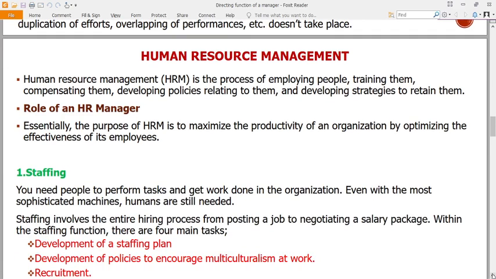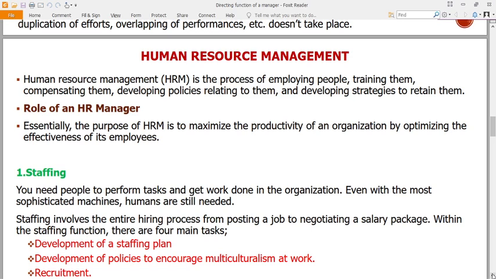Since we are looking at directing, and we are directing people, we are going to look at an agribusiness manager as a human resource manager. A human resource manager is that person who employs people, trains them, compensates them when they work, develops policies relating to the workers, and develops strategies to retain workers, because at the end of the day, you don't look at hiring and firing. You want to hire and retain the good staff.